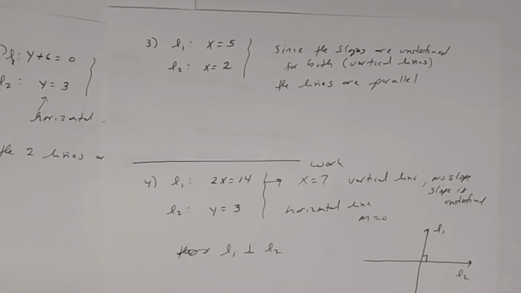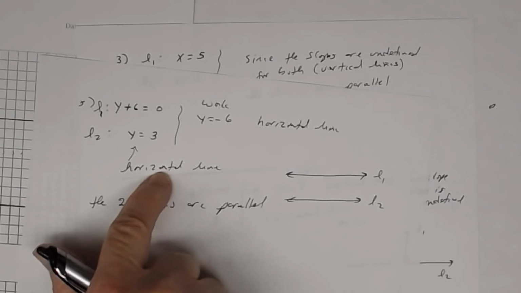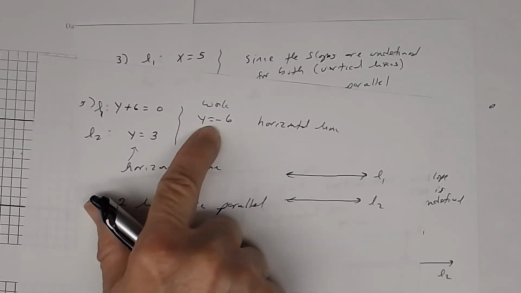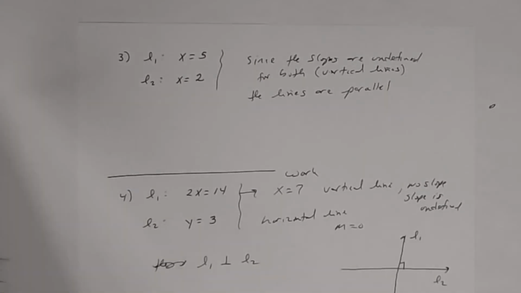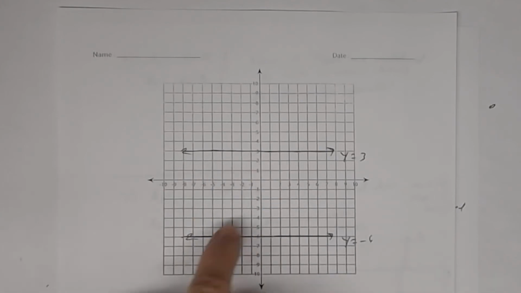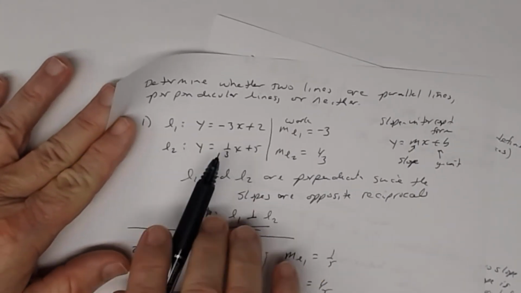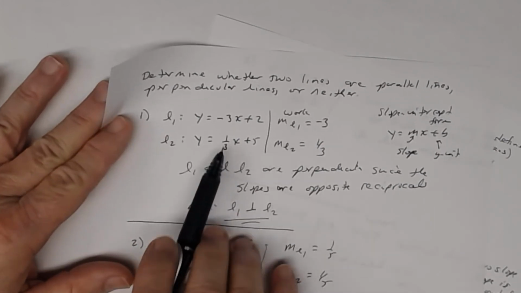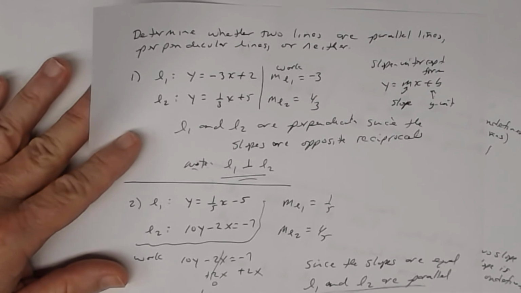And then in number 5, same idea, except this time the two lines are horizontal because they're both y equals a number, and we saw that these two horizontal lines don't intersect, so they have to be parallel. It was just the first two that we did, where you had to get in slope-intercept form because there was both an x and a y in it. And so you had to use the idea of slope there.